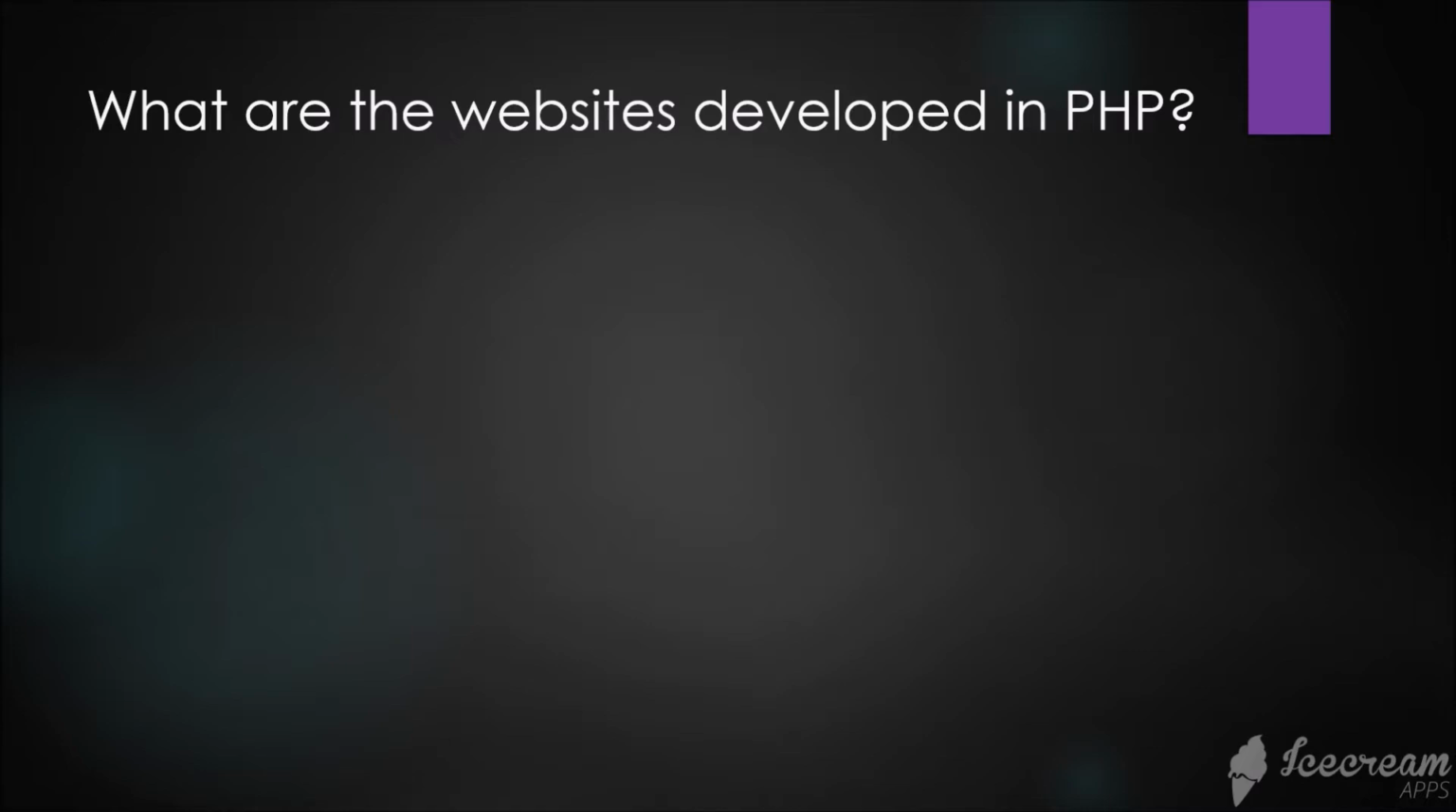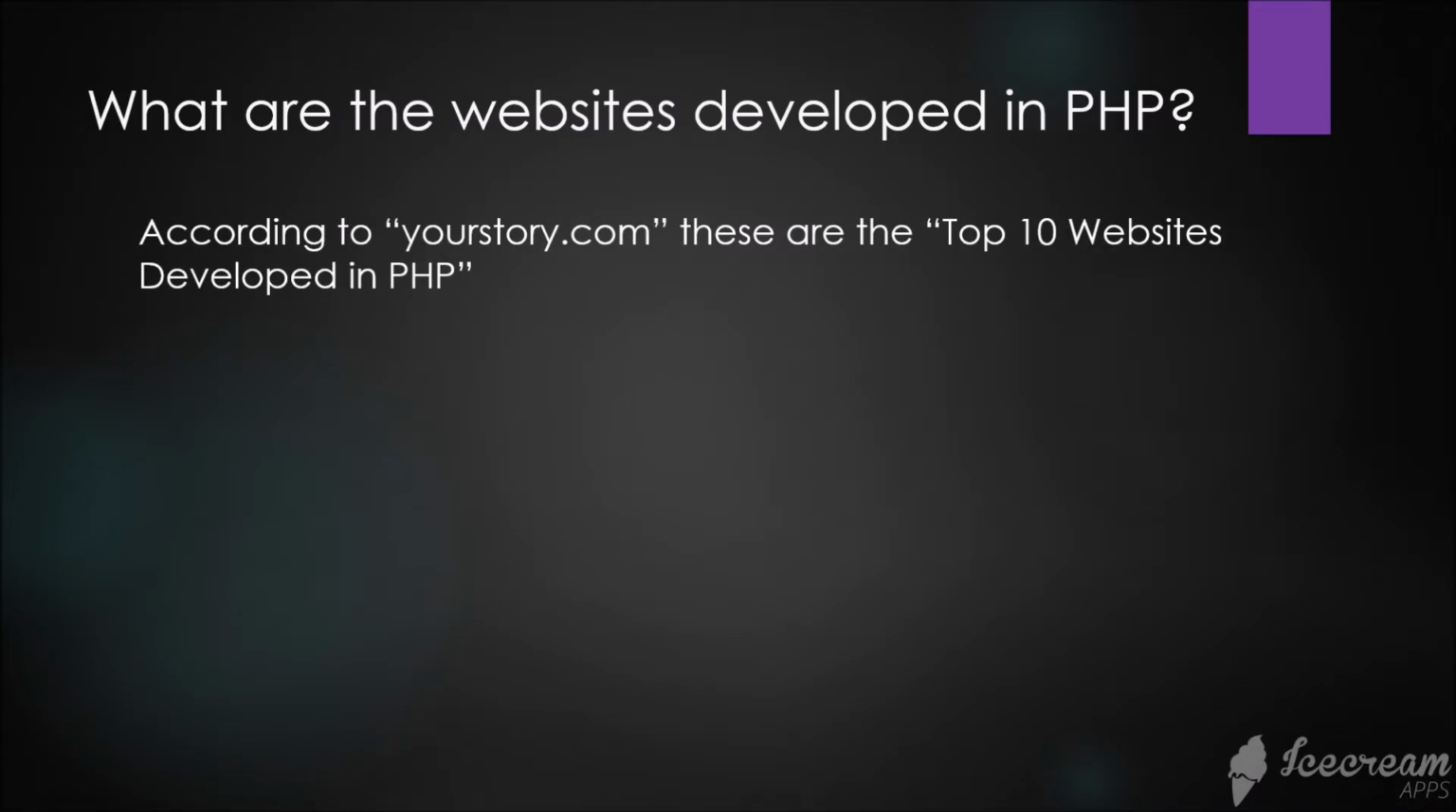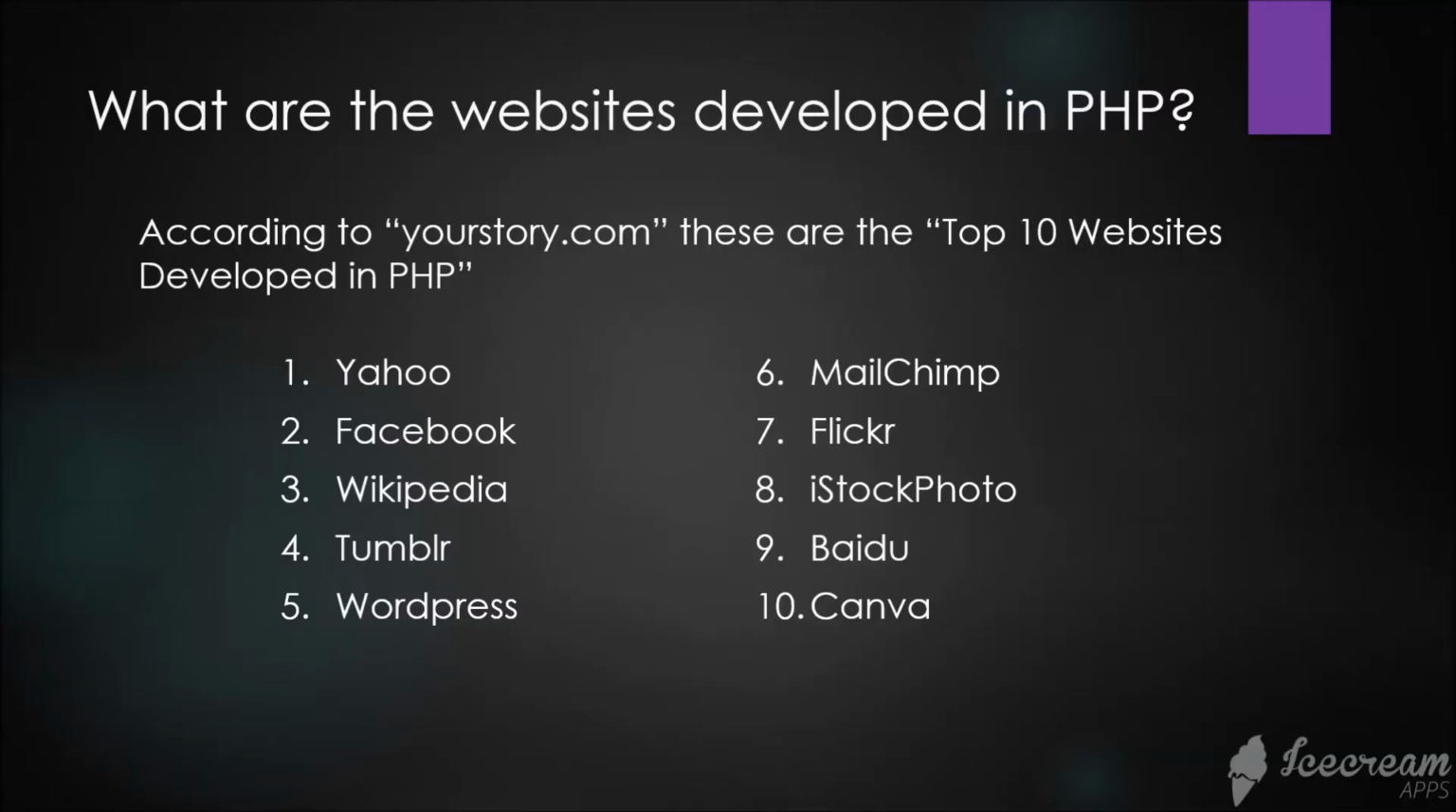Okay, so what are the websites developed in PHP? According to yourstory.com, these are the top 10 websites developed in PHP. We have Yahoo, Facebook, Wikipedia, Tumblr, WordPress, MailChimp, Flickr, iStockPhoto, Baidu, and Canva.